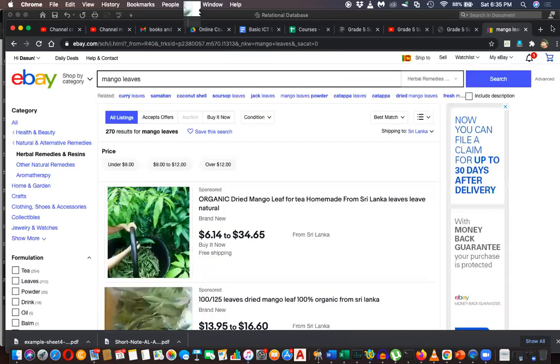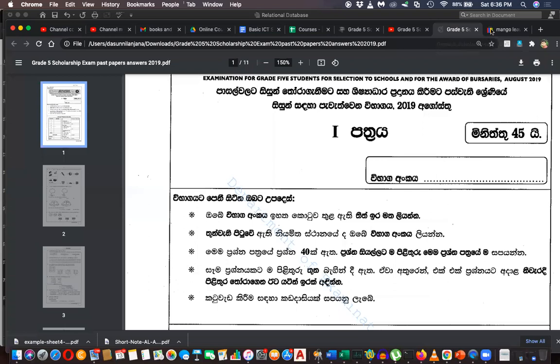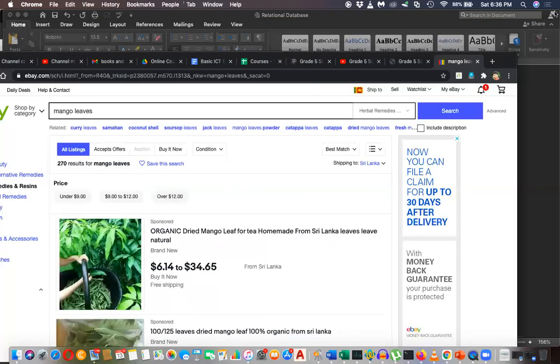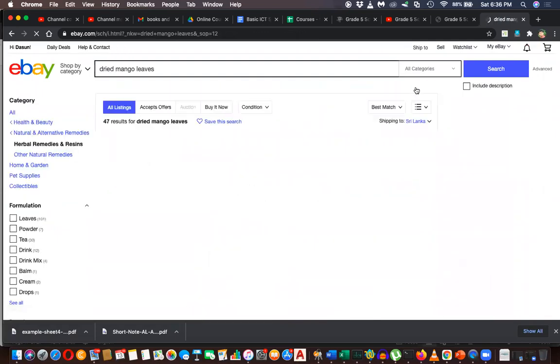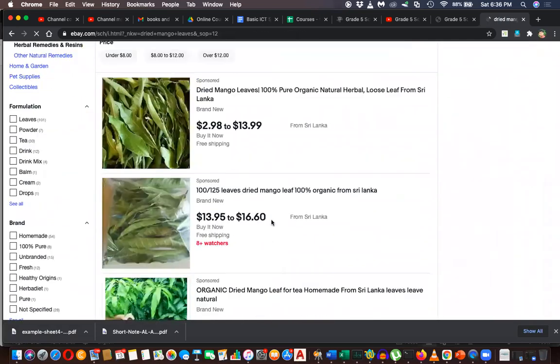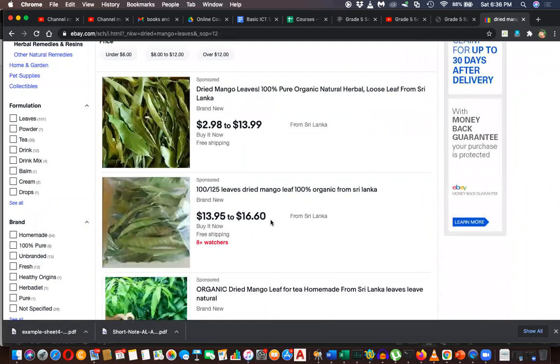So yes, we are learning ICT. We have to learn the ER diagram. That is true. I'm not wasting your time by giving different directions. But what I'm telling you is that these are still useful for you, right? So here, dried mango leaves and all. My research was to distinguish the mango varieties by analyzing their leaves.